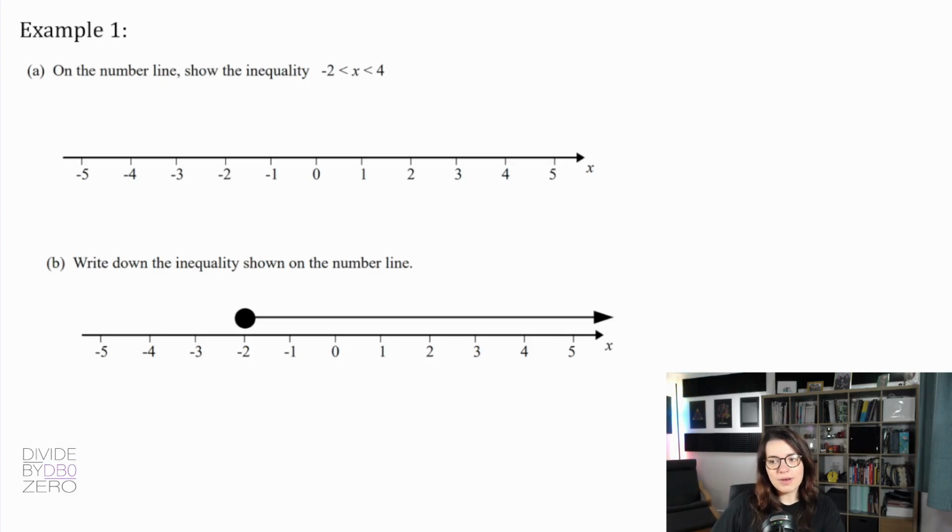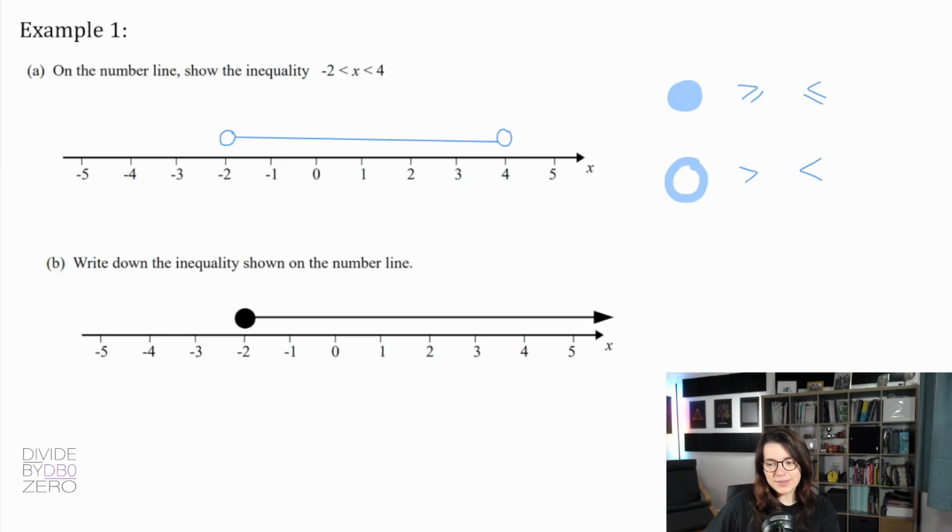Example 1, on the number line, show this inequality. Now, for number line pictures in inequalities, you need to know when to use a filled-in circle versus when to use a clear circle. We use the filled-in one when we've got the greater than or equal to or less than or equal to symbols, and we use the clear one or white one when we've got greater than or less than. So in this case, we'll put a circle above -2, not filled in, and a circle above 4, also not filled in, and then join them up.